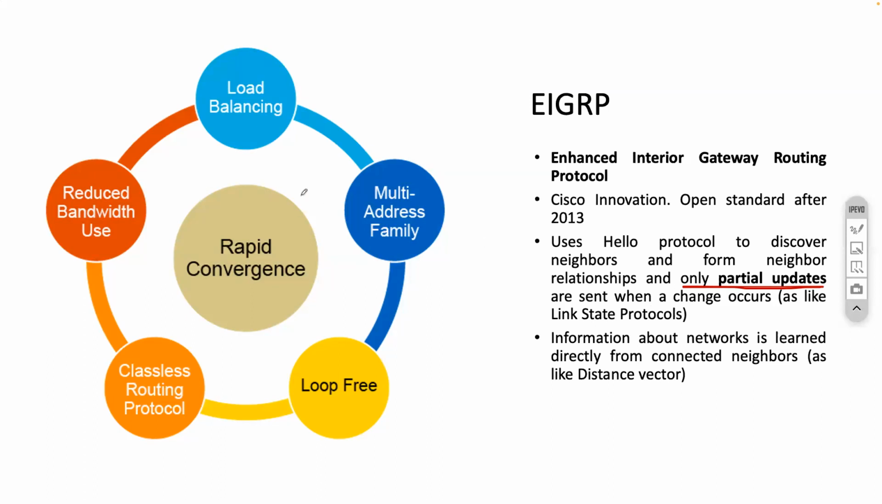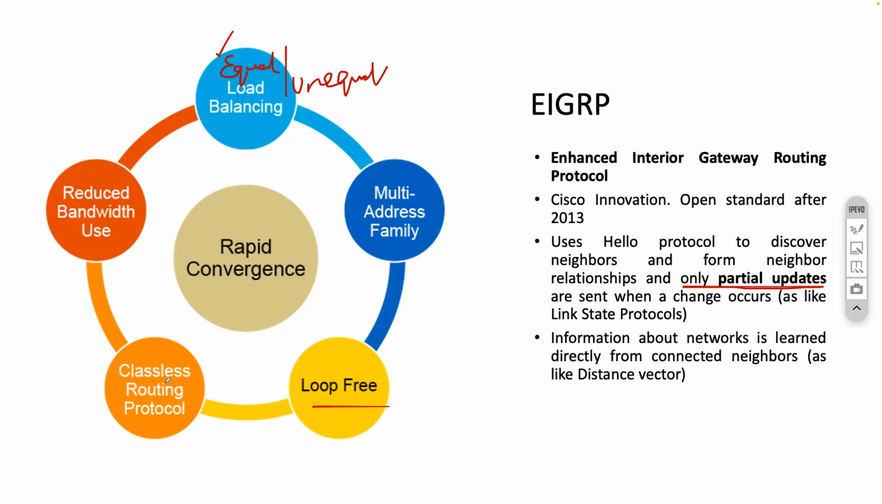What other features do we have? Load balancing. It can support equal cost load balancing and unequal cost load balancing. Both kinds of load balancing it can support. However, your OSPF can only support equal cost load balancing. Multi-address family, it can support IPv4 as well as IPv6. Few others as well. Loop free. To avoid the loop, it has split horizon, and it also supports the DUAL algorithm.